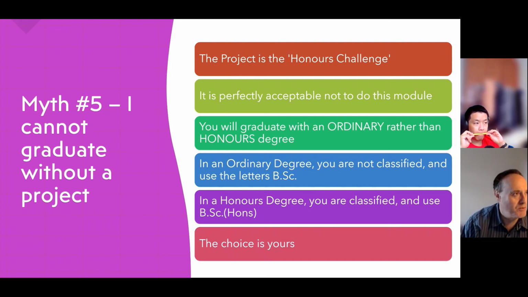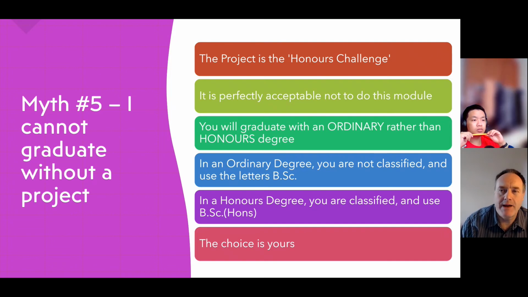But there are a couple of things that you need to be aware of. When you get an ordinary degree, we give you a degree certificate, and we don't classify you in any way. It's a pass or a fail, okay, on your degree, and you can use the letters after your name, BSc. If you get an honours degree, you get BSc Hons, signifying the honours, but we classify you into a third, 2-2, 2-1, and a first.